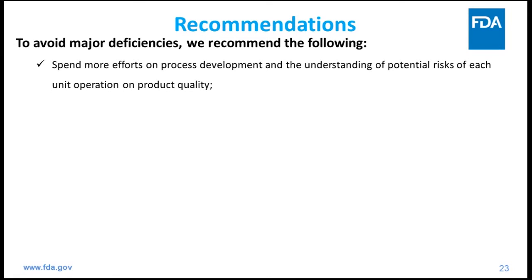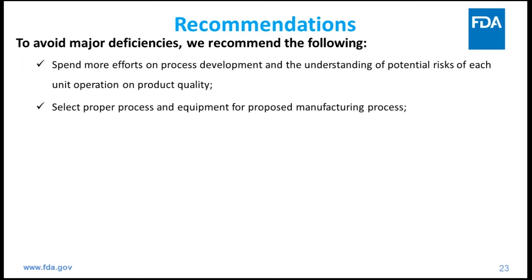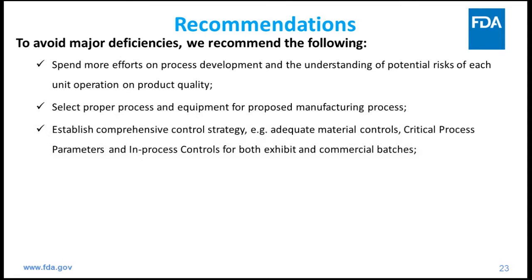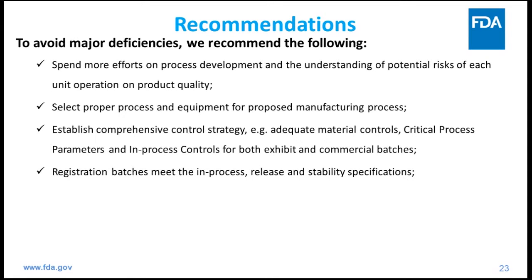First, spend more effort on process development and understanding of the risks of each operation to the product quality. Spend more effort in the front. That's something I found during our reviews and during our inspections. We found this is very common, especially for applicants. Select proper process and equipment for your process. Establish a comprehensive control strategy, including material controls, the critical process parameters, and in-process controls for both exhibit batches and commercial batches. You have to make sure that your registration batches meet the in-process release and stability specifications. That's the base of the approval for your product.